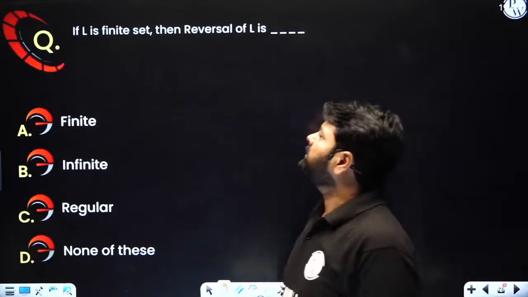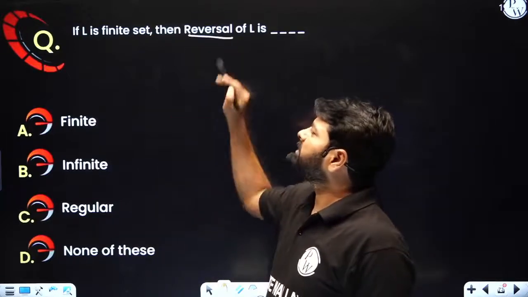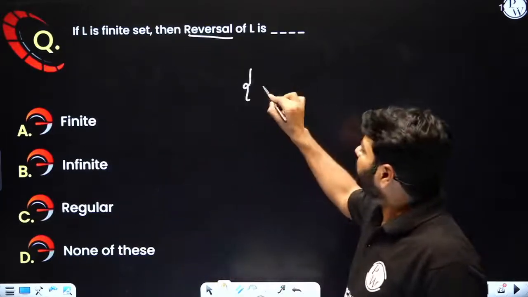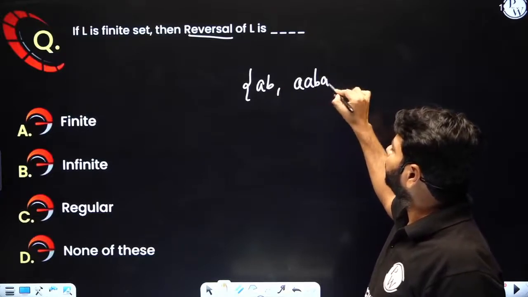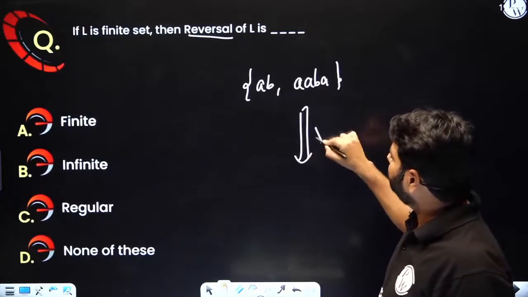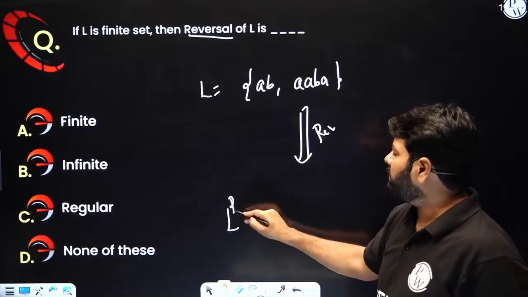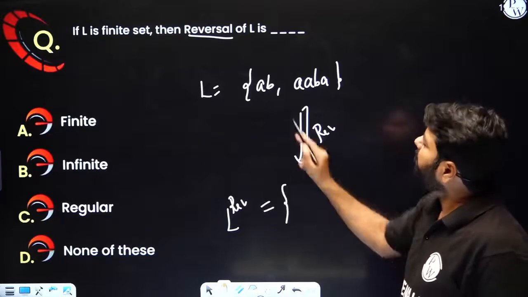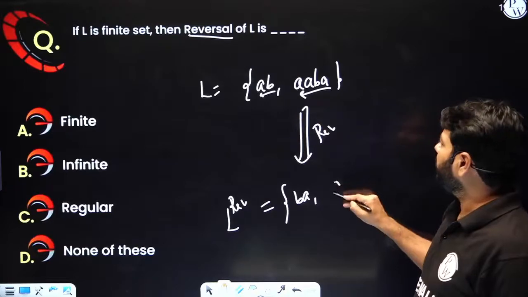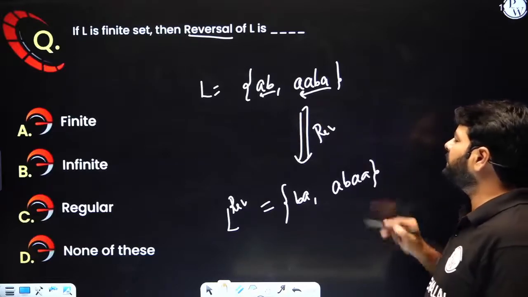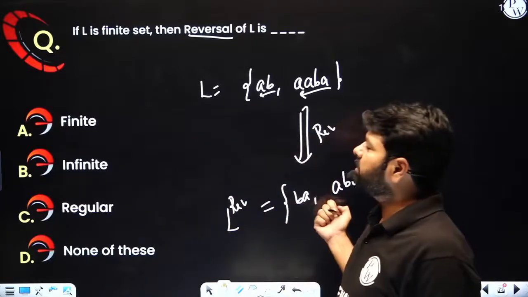If L is finite, now we are going for the reversal operation. What is a reversal? Suppose you have the language, let's say AB, AABA. Then what is its reversal? You will get L power reversal, where every string is reversed: BA, and ABAA. Every string will be reversed to get the language reversal. Fine. This is the reversal definition.